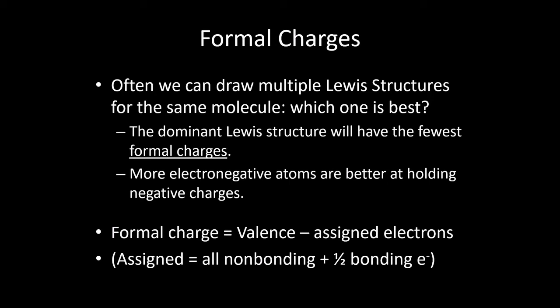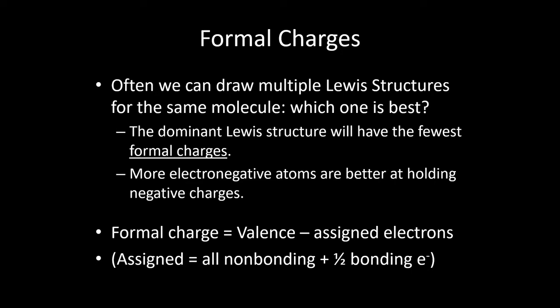So we now know how to draw Lewis structures for simple molecules, and we also know that for some molecules, not all, but for some, there are multiple structures that are acceptable. So how do we tell which one of those acceptable structures is the best structure? The way we're going to do that is using formal charges.